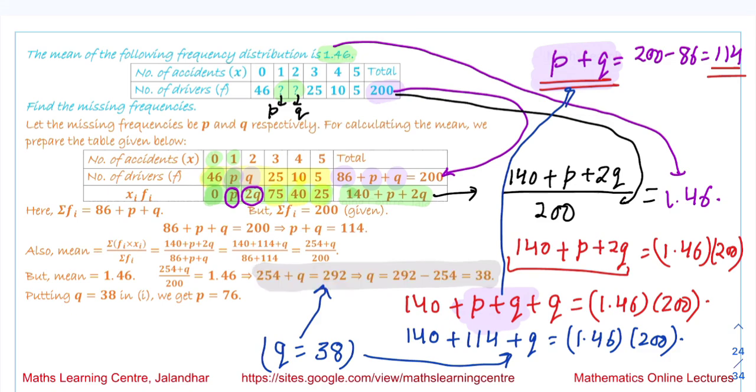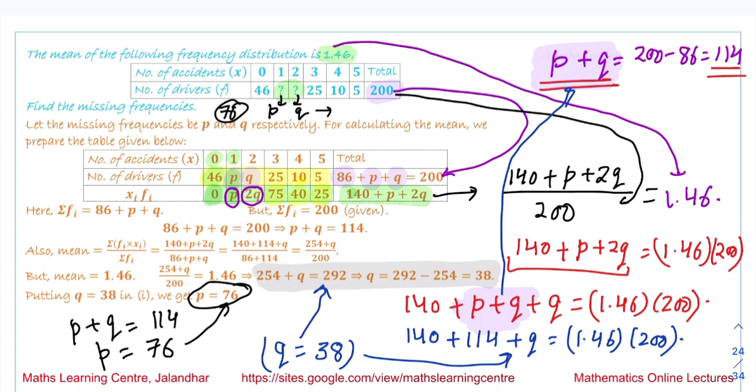Now P plus Q, we are saying, is 114. So the value of P we will get is 76. So these are the two missing values that we have to calculate. The value of P is 76 and the value of Q is 38.